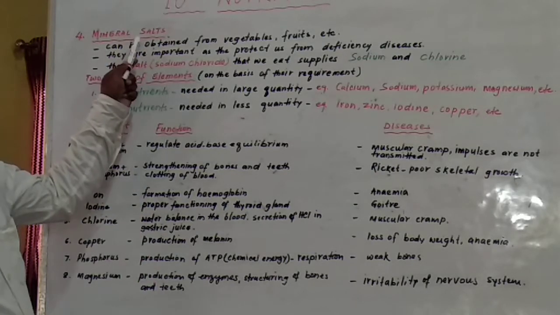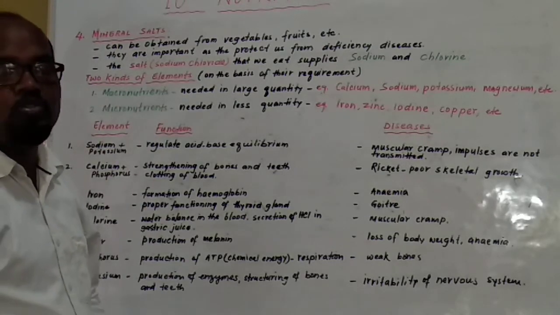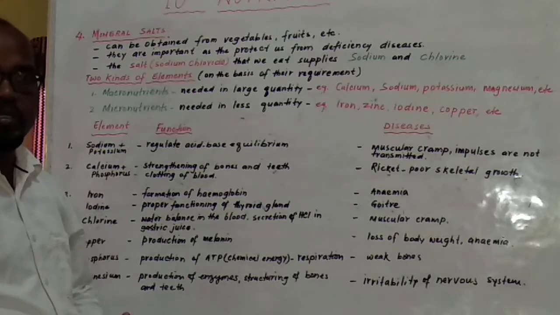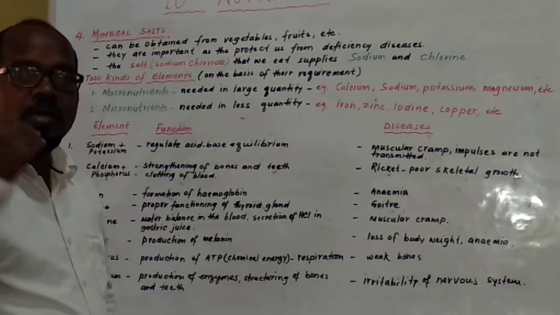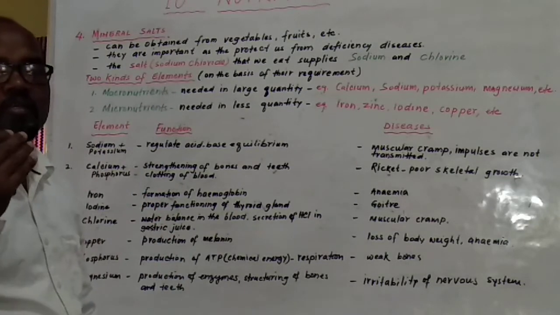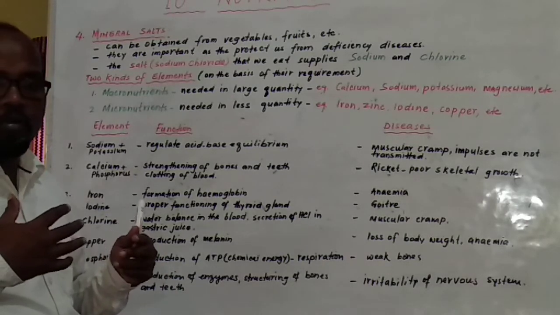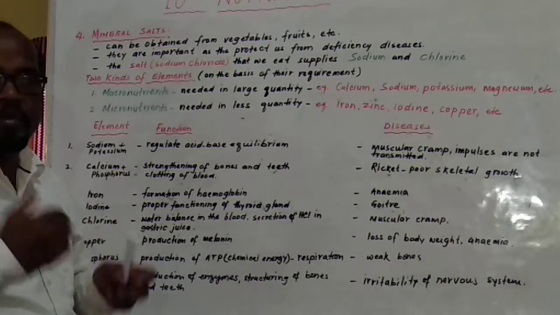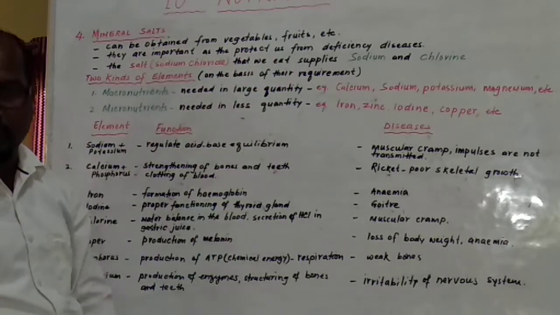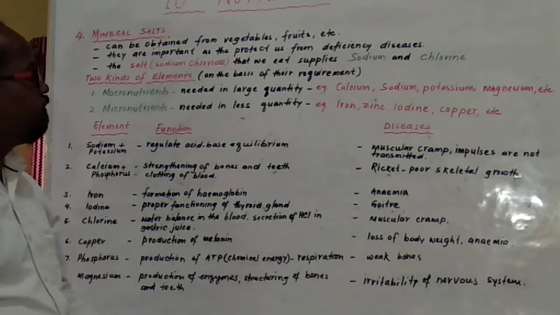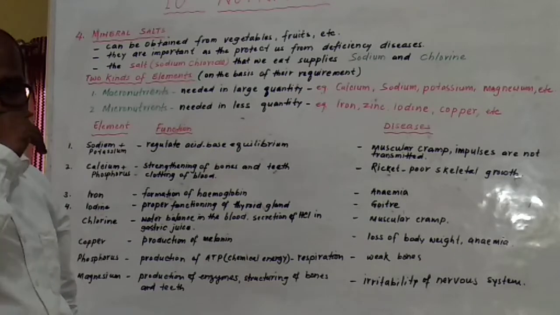Number 4, mineral salts. Minerals are a very important nutrient that needs to be taken in our diet. They may be required in large amounts, they may be required in very small amounts, but we need them for our body to function properly. They can be obtained from vegetables and fruits and many other things. That's why we need to eat vegetables. Fruits are richly present in these things.